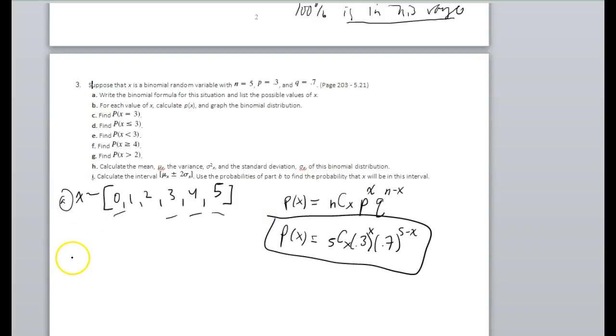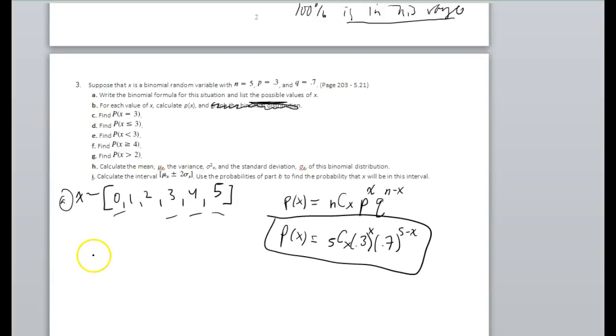So b, for each value of x, calculate p of x and graph the binomial distribution. Don't worry about graphing it. I forgot to take that out. I don't really feel like graphing it, do you? So we won't worry about it.